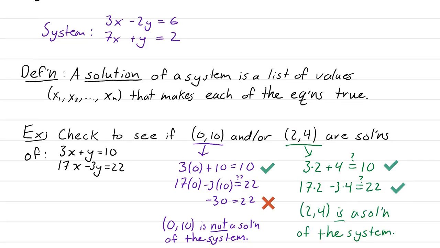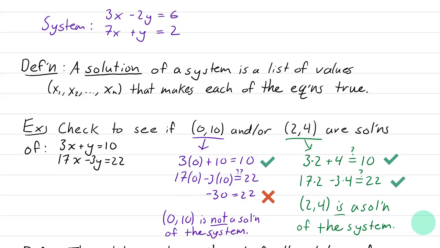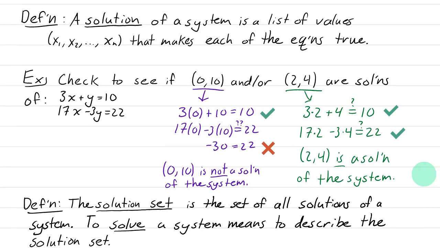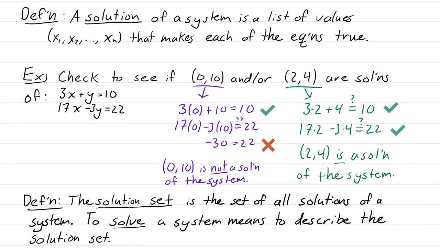So finding a solution like this is what it means to solve a system of equations. If you're given the system, going through whatever steps you have to do to get to a point like 2, 4 means solving the system of equations. But you don't just want to find one solution, you want to find the whole solution set. The solution set is the set of all solutions of a system. And when we say solve a system of equations, that's what we mean: find the whole solution set.